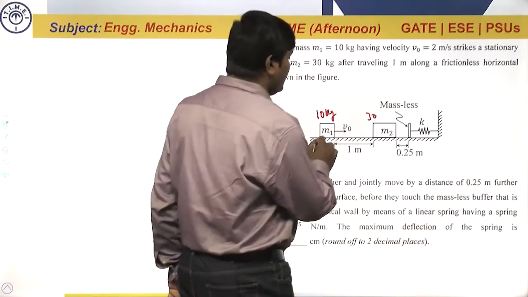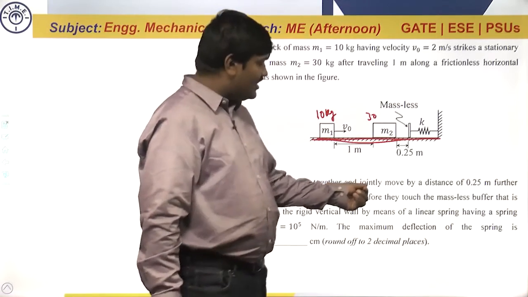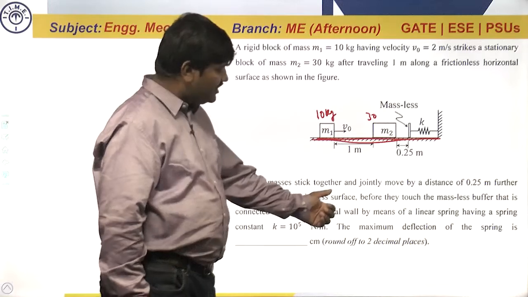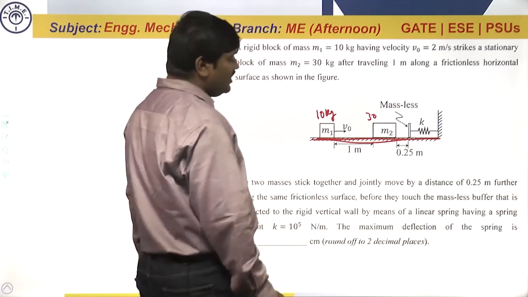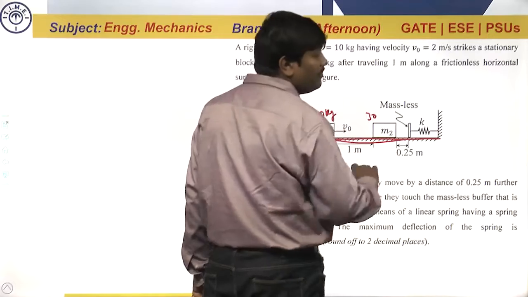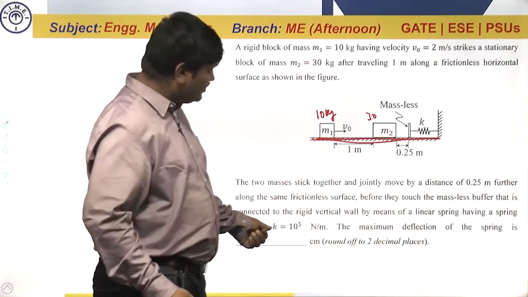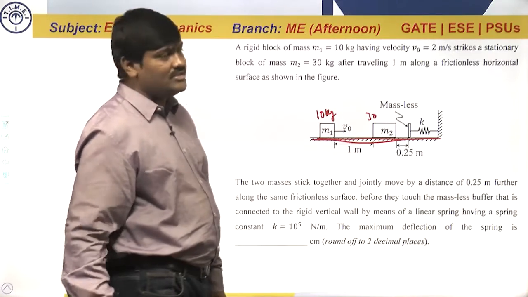The total surface is frictionless. If the two masses stick together and jointly move 0.25 meters further along the same frictionless surface before touching the massless buffer, which is connected to a rigid wall by means of a spring, and the stiffness of the spring is 10 power 5 Newton per meter, what is the maximum deflection of the spring?